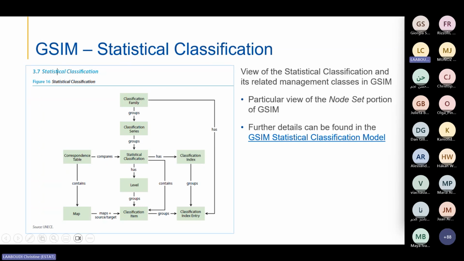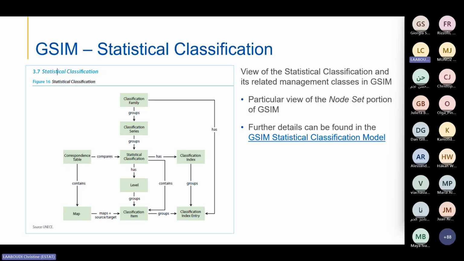And on the left side of the screenshot, we have the correspondence table. A correspondence table compares statistical classifications, and the correspondence table contains a set of maps, and each map links source and target classification items.